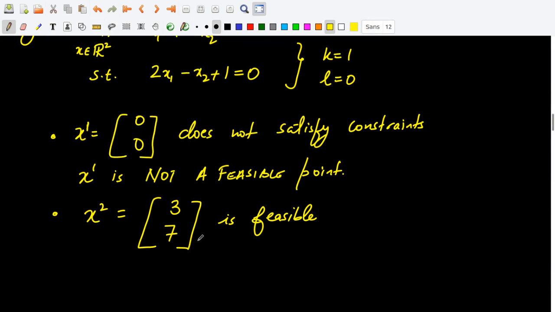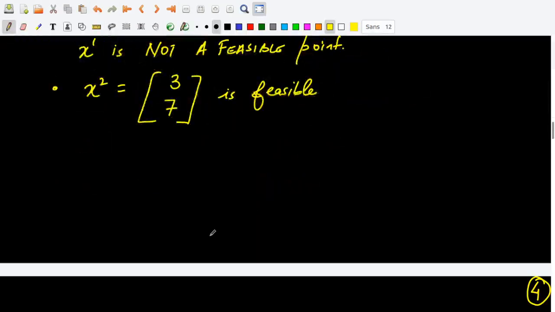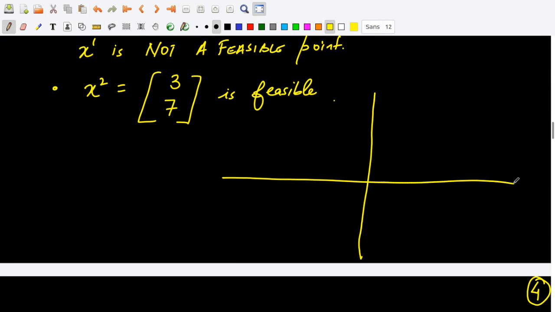Let's try to draw the feasible region and some contours of the objective function to just get an idea of what we are trying to do. So (0, 0) is where my objective function takes the minimum value, but that is not a feasible point. These are the contours of my objective function.